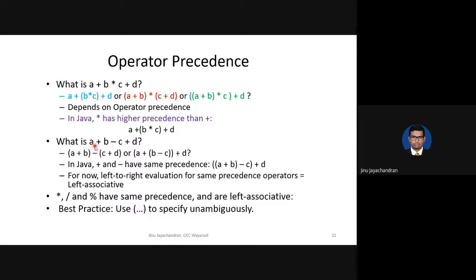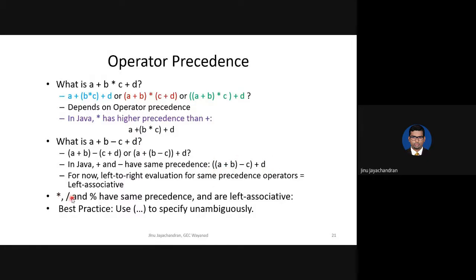But if you have a plus b minus c plus d, plus and minus will have the same precedence, so the evaluation will happen from left to right. That is, first a plus b will be done, then c is subtracted from it, then d will be added. Which is basically in this format.